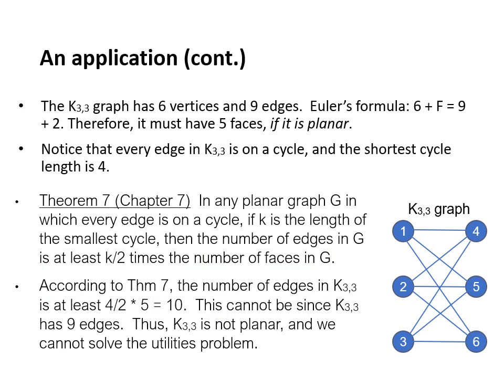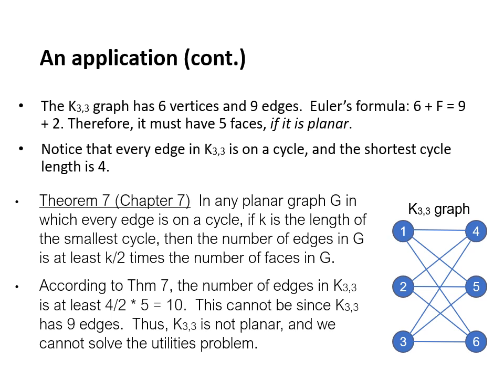Okay, coming back to our application with houses and services. So this K33 graph that we have here on the right that models this problem has 6 vertices and 9 edges. So we can use Euler's formula to compute the number of faces. So if the graph is planar, it needs to have 5 faces. Now, notice also that every edge in this graph is on a cycle, and the shortest cycle is of length 4.